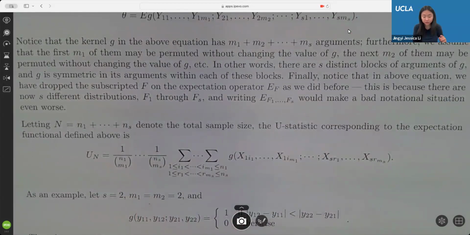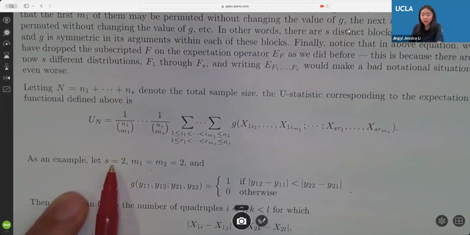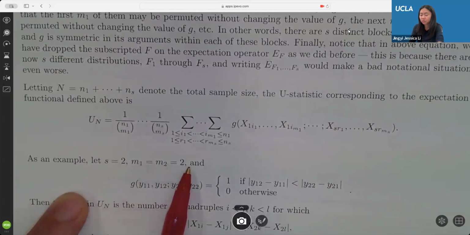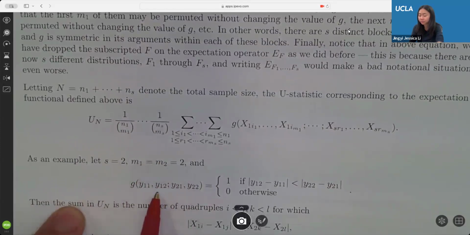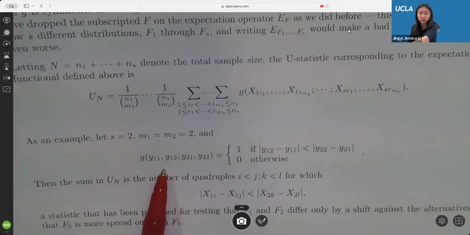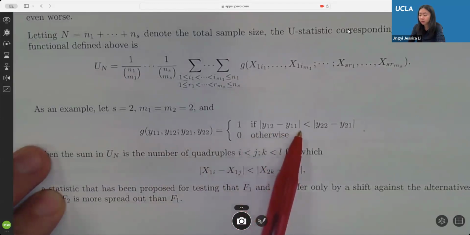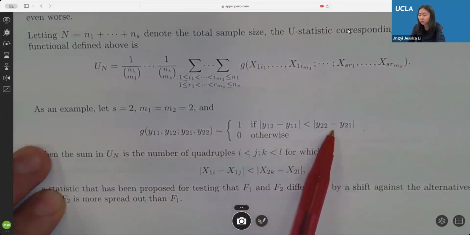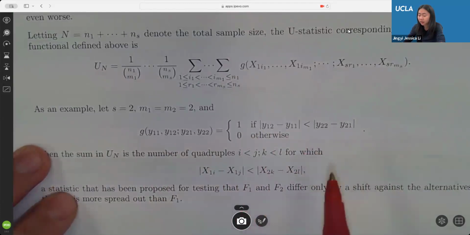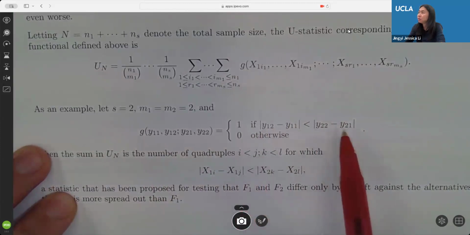Let's look at one example. Let's say S is 2, meaning 2 samples, and M1 and M2 are both 2. You need 2 arguments for each sample. And if you define g to be this function, that is, you compare y12 minus y11 to y22 minus y21. Just to clarify, these two are from sample 1, and these two are from sample 2.